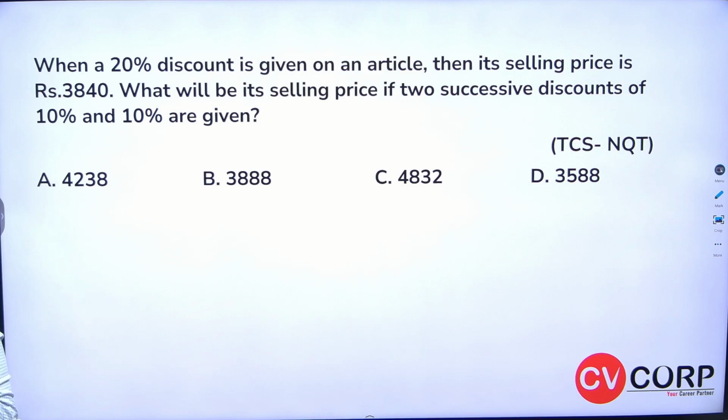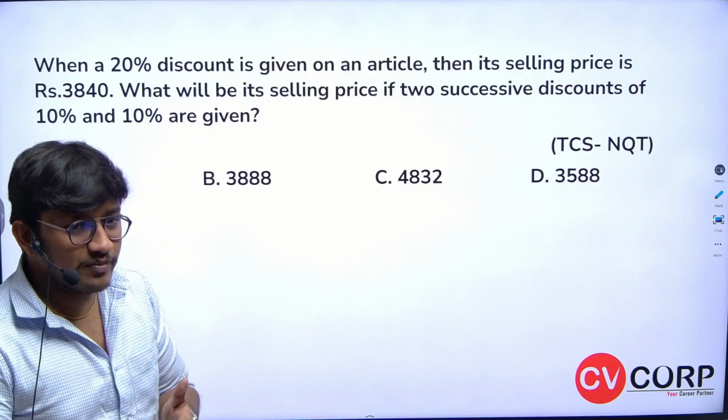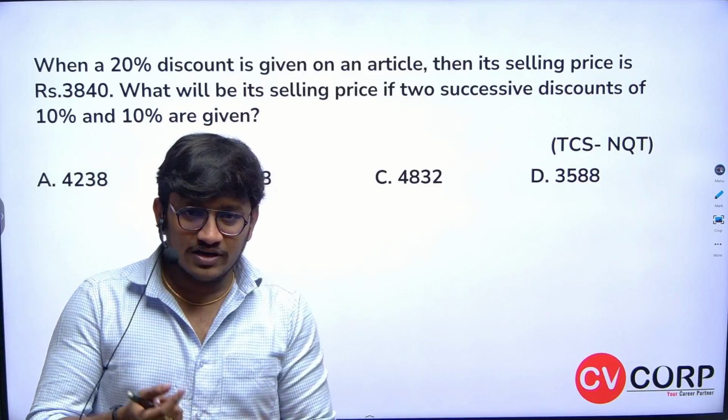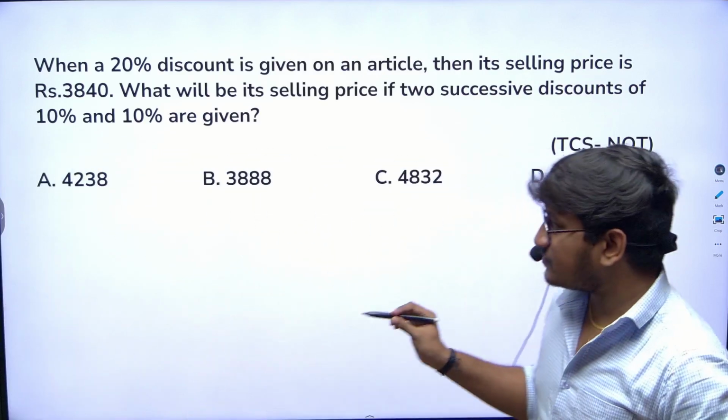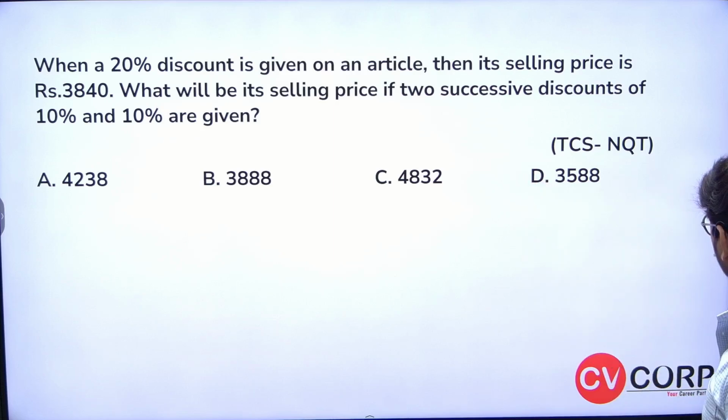Pratyusha posted, explain the MP formula again. There is no formula for market price. It is very simple. When you know the selling price and discount, market price is equal to selling price divided by... let's assume a discount of 20% is given from market price, and you are getting the selling price. Very simple. You just remember this logic. Remaining people can try this question.